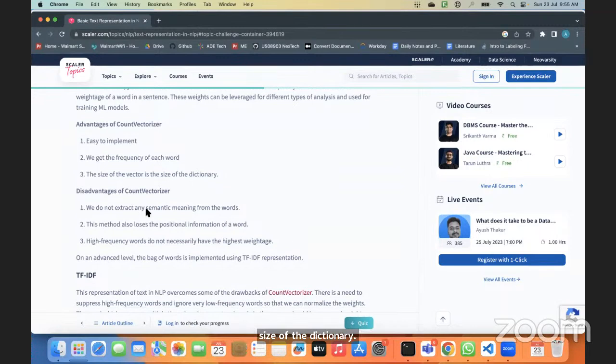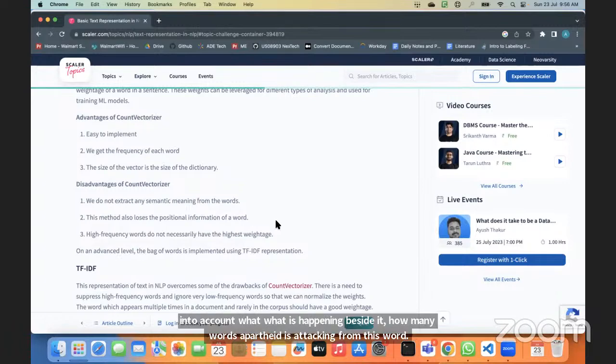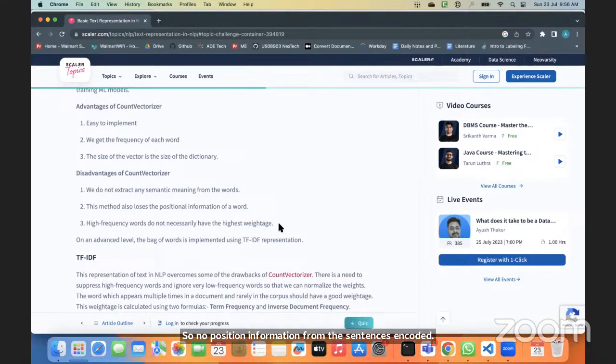And this also, as we said, does not extract any semantic meaning from the words. It also does not store any positional information of the word. So all these that we did till now are independent word representations. We'll take out the word specifically, count how many times it's occurring and store it there. So that will be our vector. That does not take into account what word is occurring beside it, or how many words apart it is occurring from this word. So no positional information from the sentence is encoded. But as we intuitively know, positional information from each sentence is very important, right?